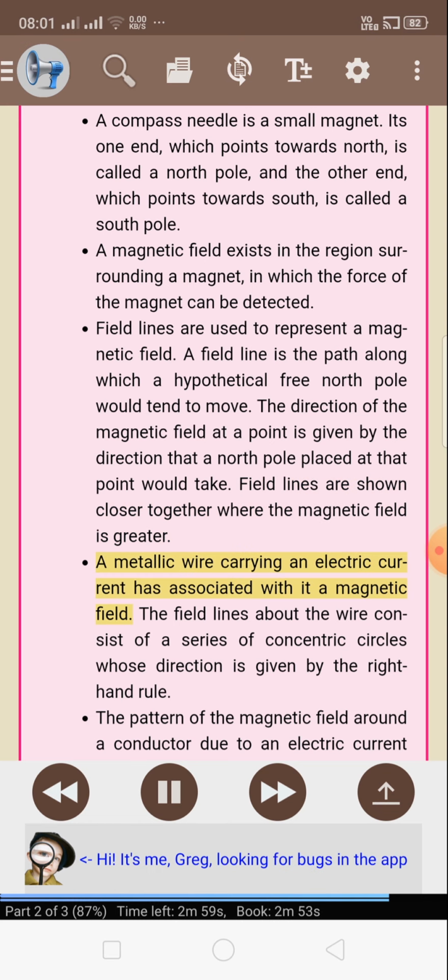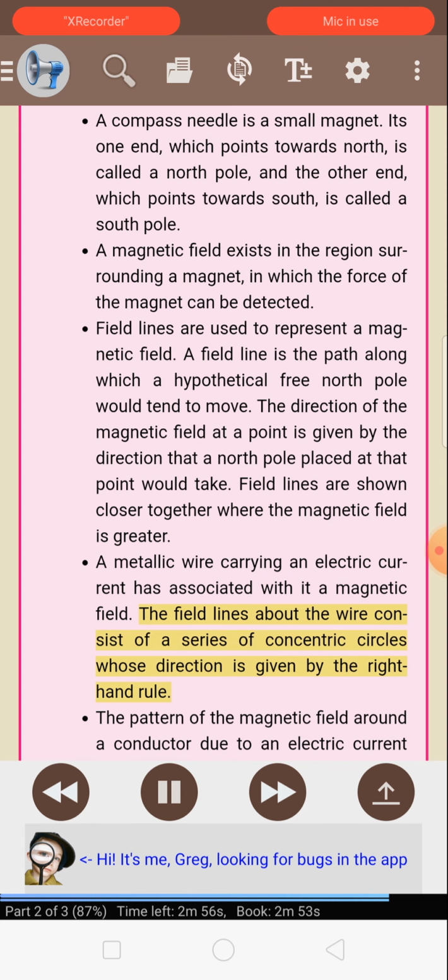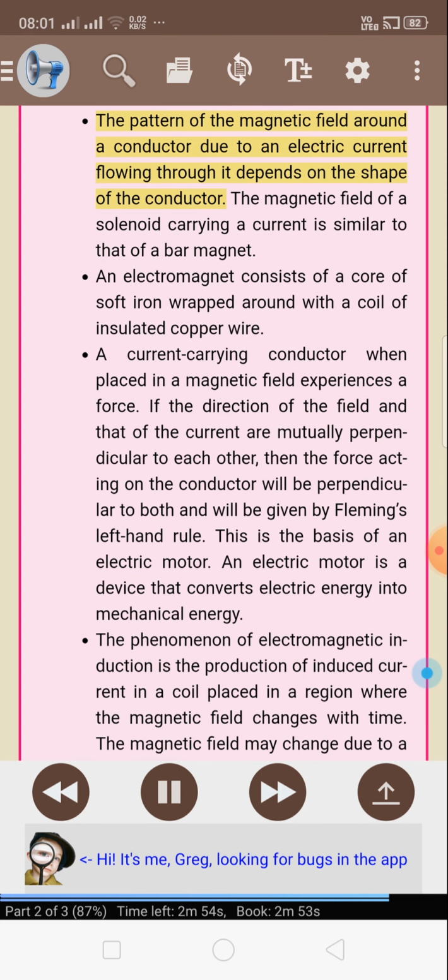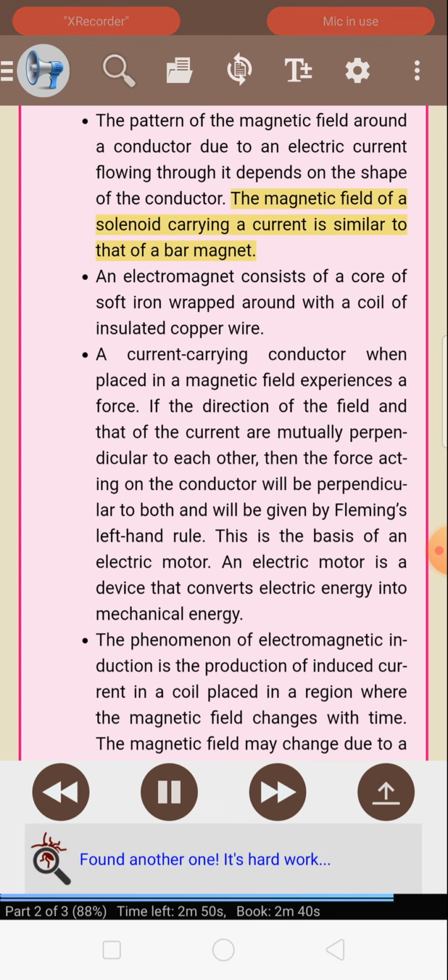A metallic wire carrying an electric current has associated with it a magnetic field. The field lines about the wire consist of a series of concentric circles whose direction is given by the right-hand rule. The pattern of the magnetic field around a conductor due to an electric current flowing through it depends on the shape of the conductor. The magnetic field of a solenoid carrying a current is similar to that of a bar magnet. An electromagnet consists of a core of soft iron wrapped around with a coil of insulated copper wire.